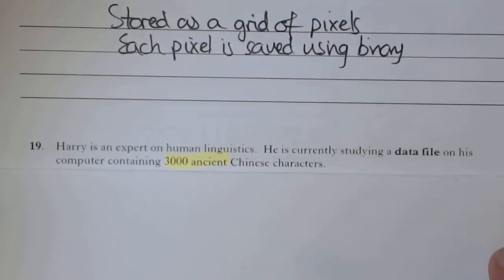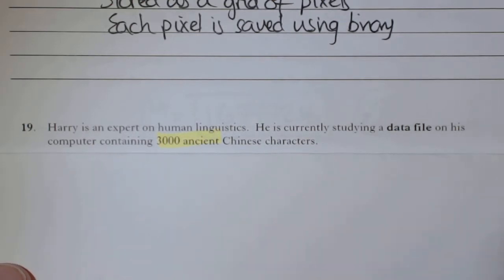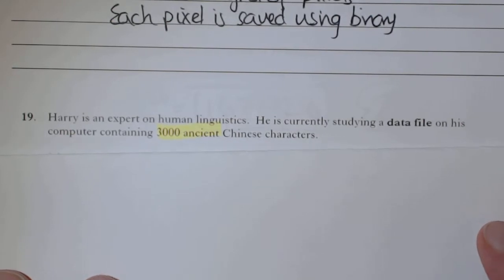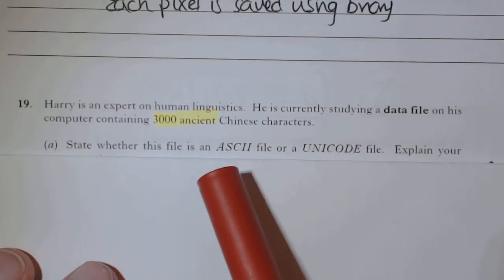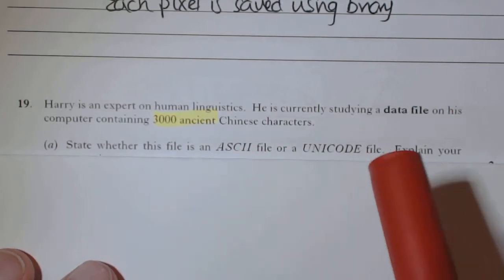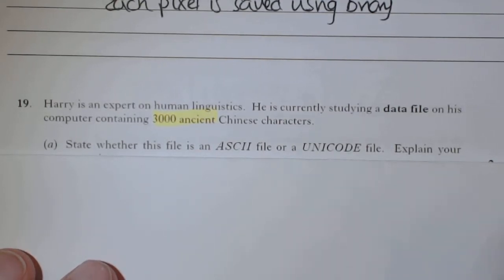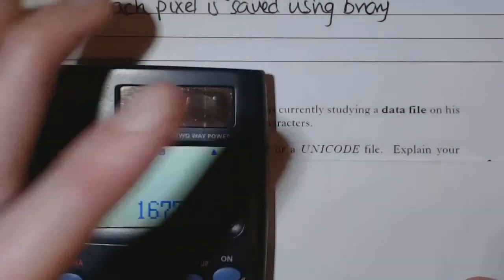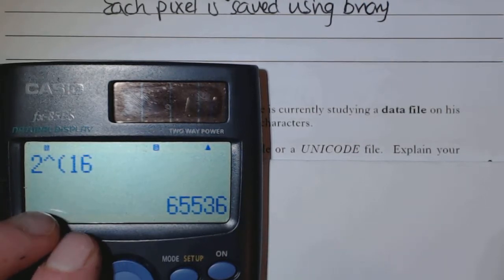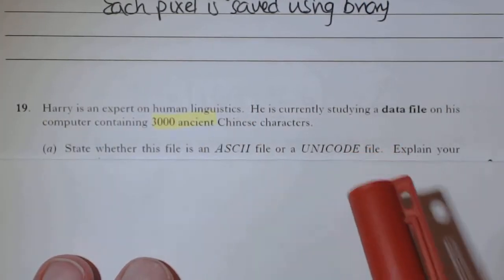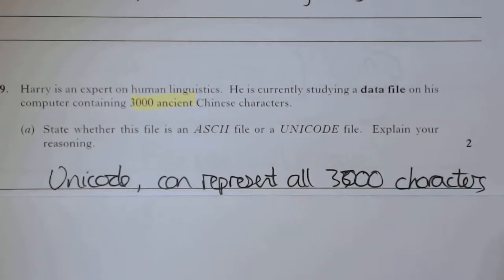If we then look at this wee scenario about Harry trying to save 3,000 ancient Chinese characters, what type of file do you use, an ASCII file or a Unicode? Well, remember, ASCII can only store 2 to the power of 7, which is 128 characters. Unicode is 2 to the power of 16, which is over 65,000 characters. So you're wanting to go with Unicode just because that can represent all 3,000 characters. ASCII could never do that.